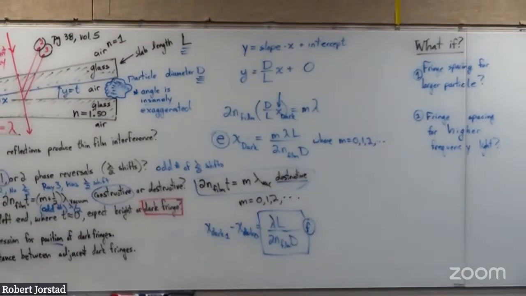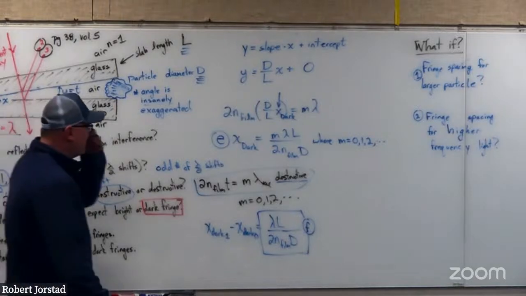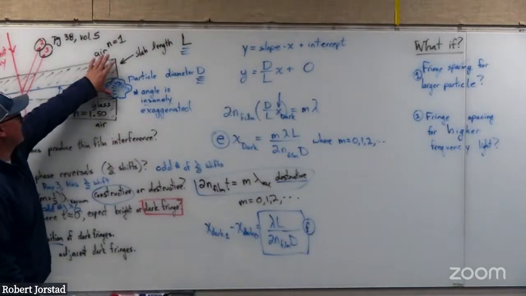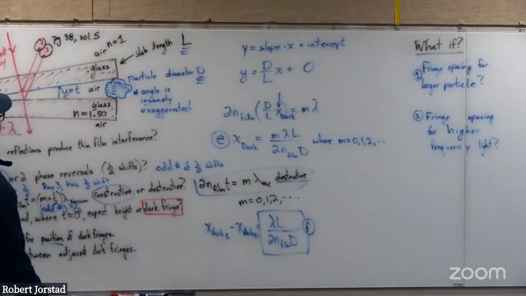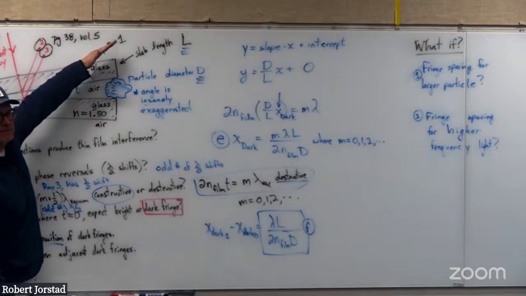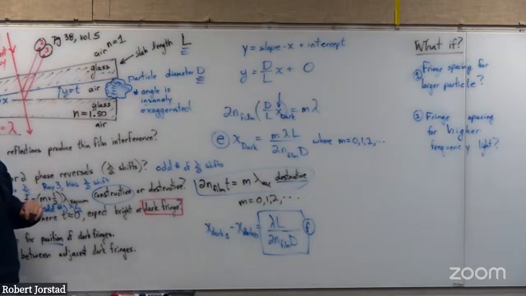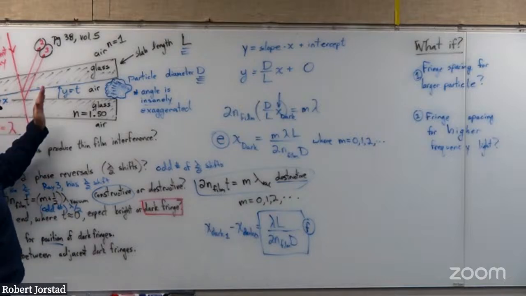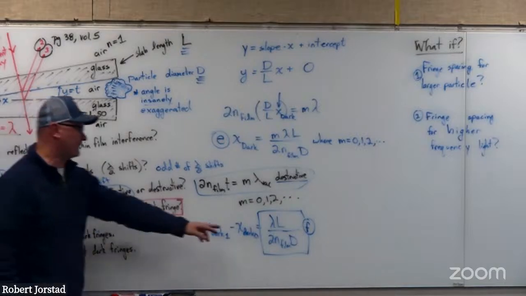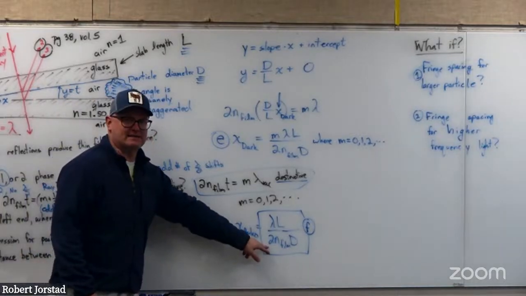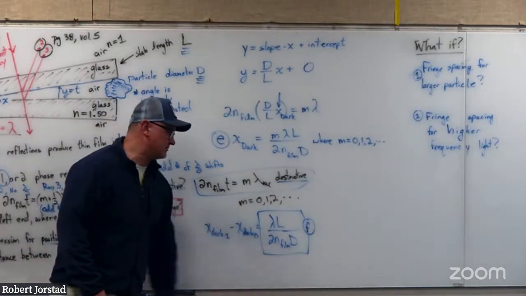There we go. So in this case, think about it. If you used a larger particle, the ramp would be going up more rapidly. The thickness would change more rapidly. You're going to more rapidly change from dark to bright to dark to bright. The fringe spacing, it makes sense that it gets smaller if D gets bigger.